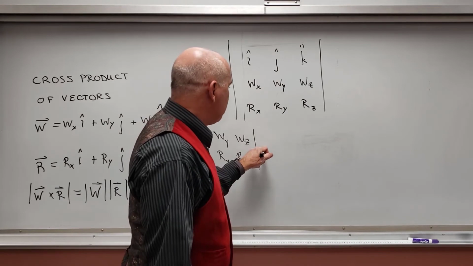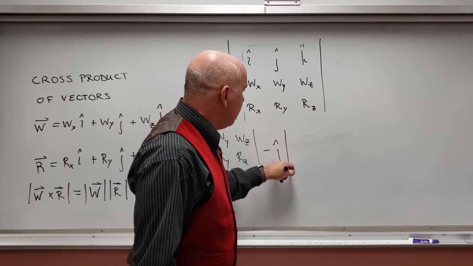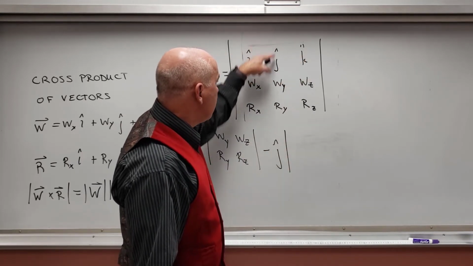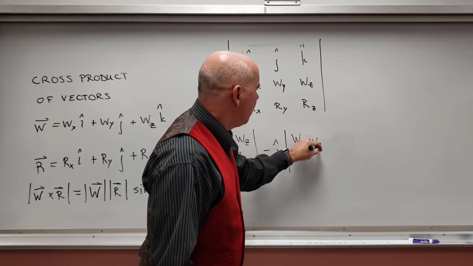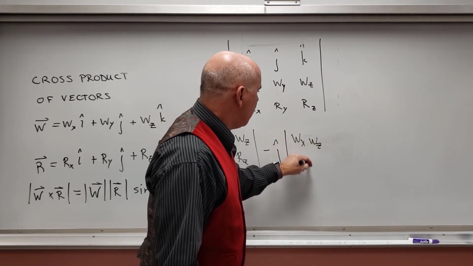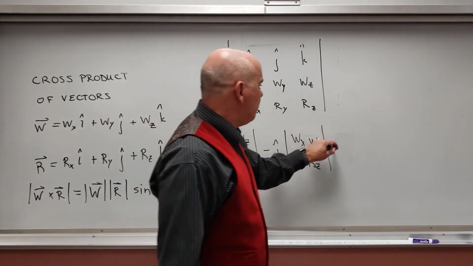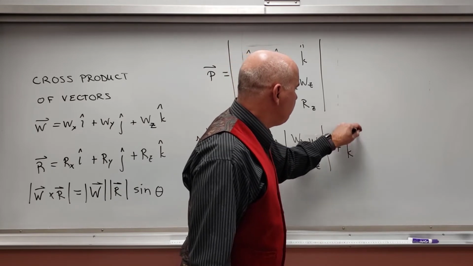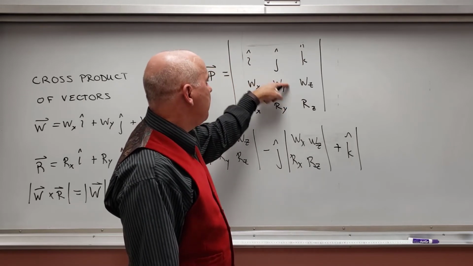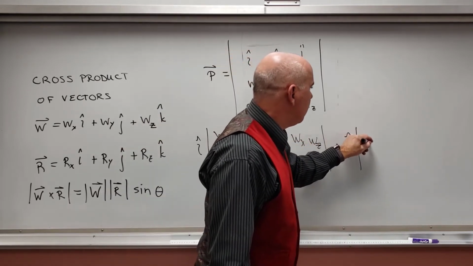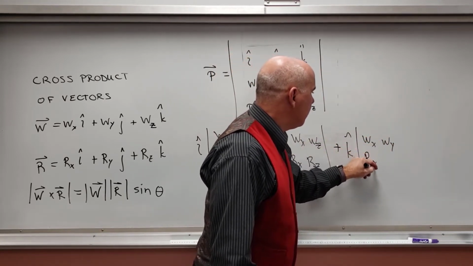Then I go to J and I put a minus sign because that's the way determinants work. I apologize if you haven't seen determinants. And then I take out the row and the column. I'm going to get W sub X, W sub Z, and R sub X, R sub Z as another smaller determinant. And then finally, plus K hat. And then I'm going to take out this row and this column, and I just get these four right here. So W sub X, W sub Y, and then R sub X and R sub Y.